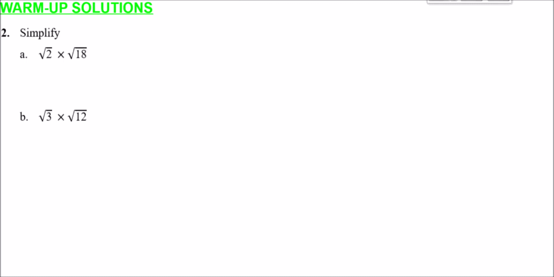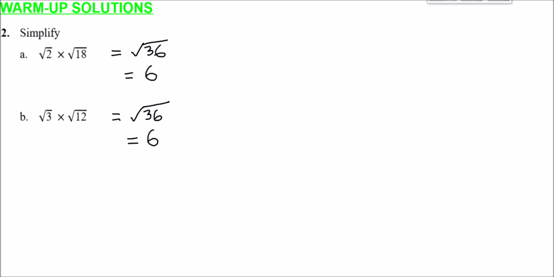Question 2. Simplify root 2 times root 18. Well, root 2 times root 18 is the same as root of 2 times 18, which is the same as root 36. And root 36 is 6. Here, same idea, root 3 times root 12 is the same as root of 3 times 12, which again is the same as root 36. And that gives us 6.